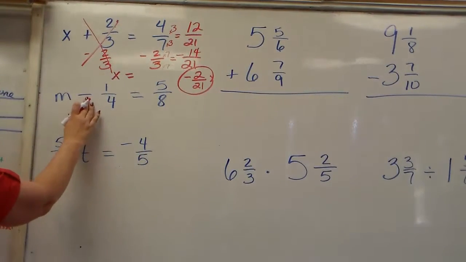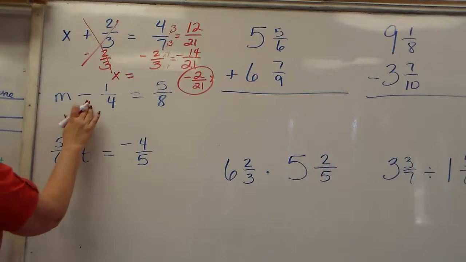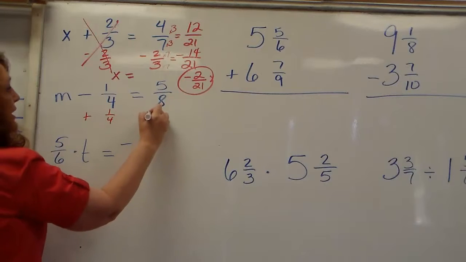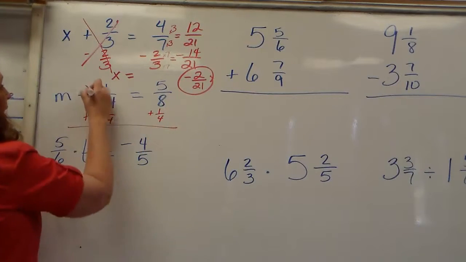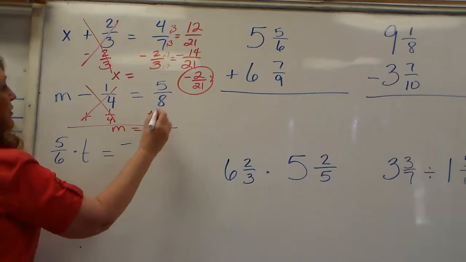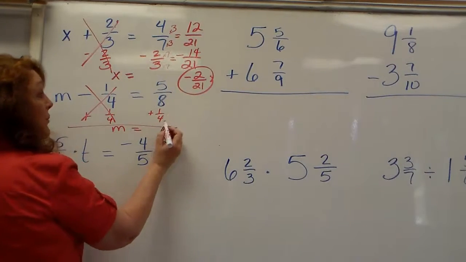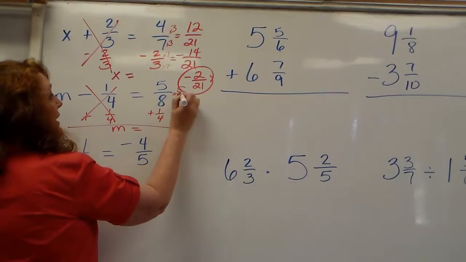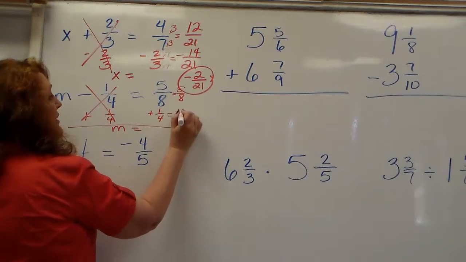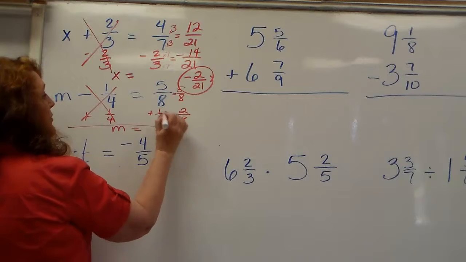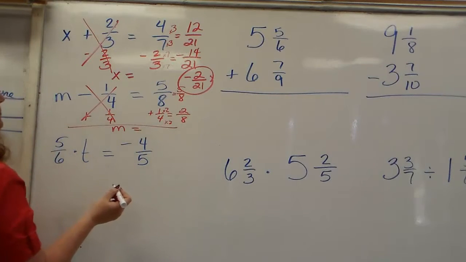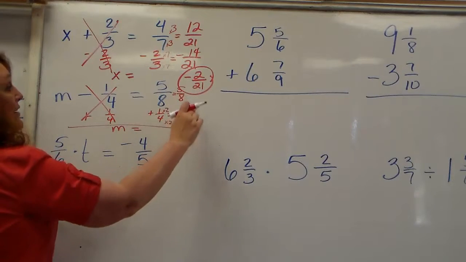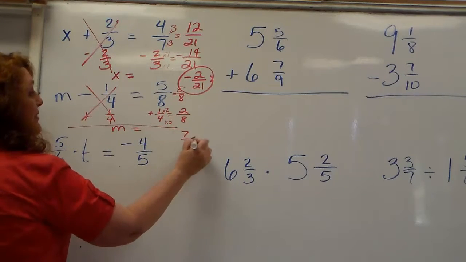Here I have a 1/4 subtracted from my variable. In order to get rid of it, I have to add 1/4 to both sides. And that gets rid of this, and I have m equals, and I need to find a common denominator. Well, my common denominator here is going to be 8. So I still have my 5/8 here, and I'm going to change this to 2/8 by multiplying both the top and the bottom by 2. And I am adding to a positive number, so 5/8 plus 2/8 is 7/8.